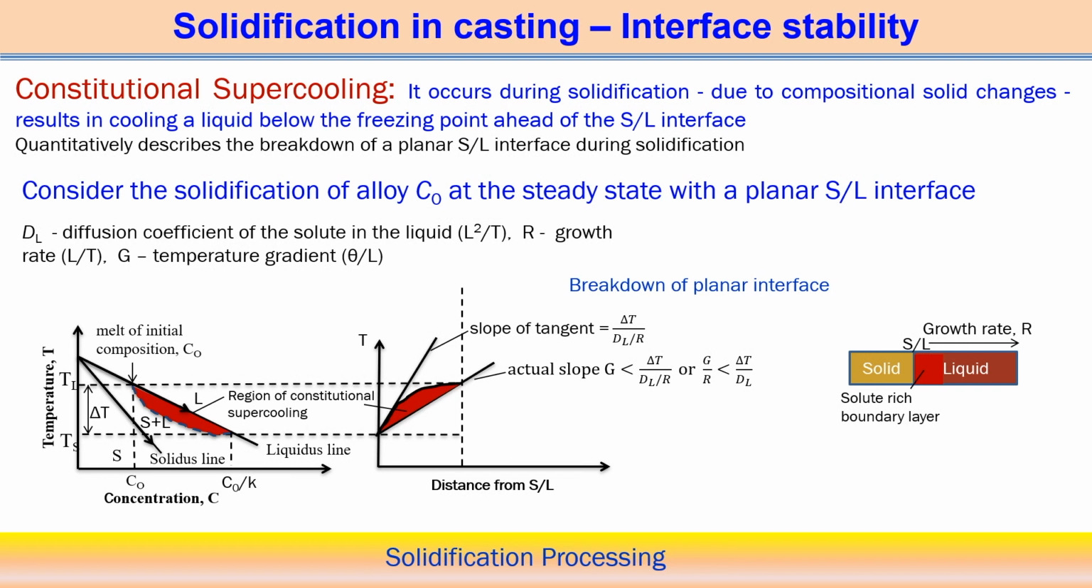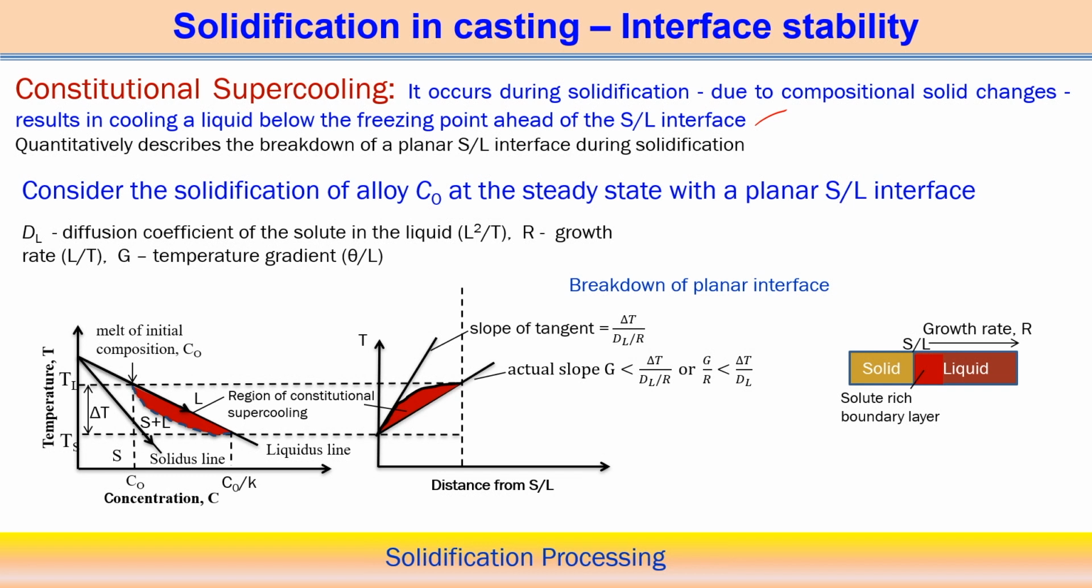Here is the constitutional supercooling. It usually occurs during solidification, as we know, and it is due to compositional changes, which result in the liquid being at a lower temperature than the actual temperature falling between the solidus and liquidus line. It all happens in front of the solid-liquid interface. Now, quantitatively we can describe the conditions for the breakdown of the solid-liquid interface during solidification. Breakdown means the planar interface will break down during the solidification process.